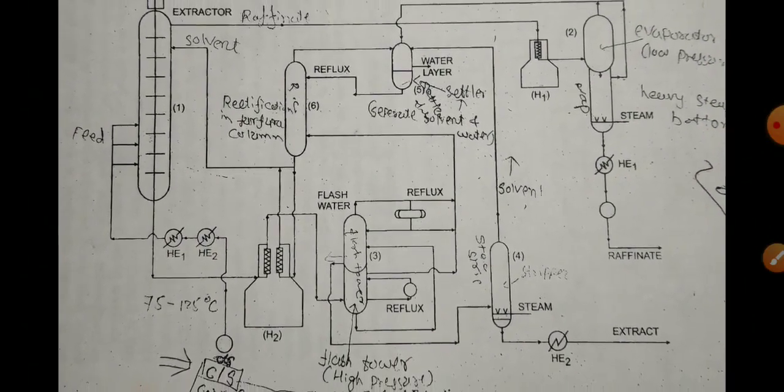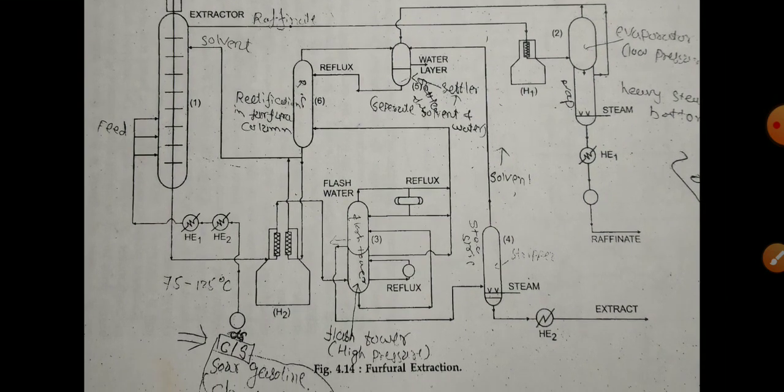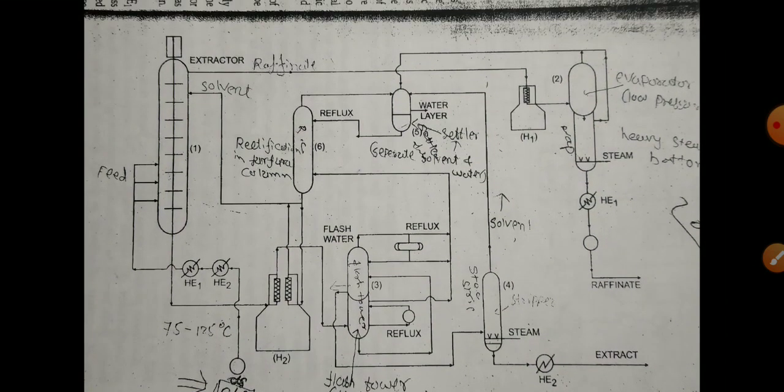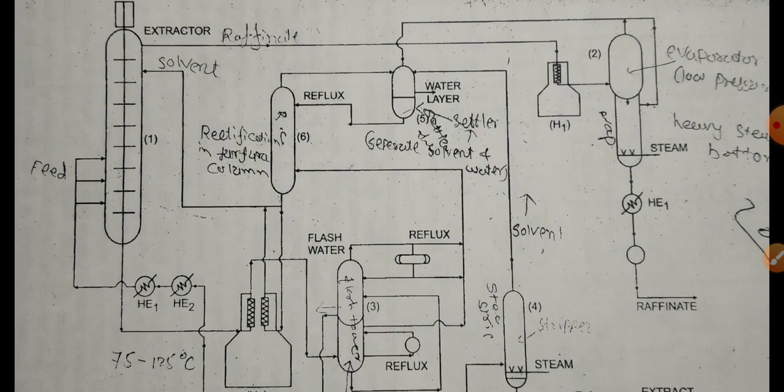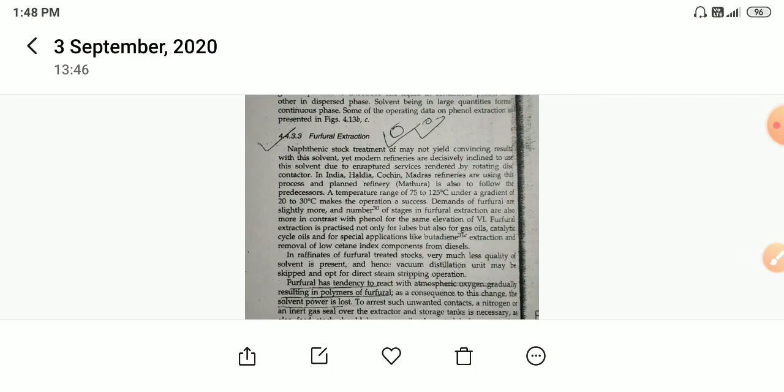This is a flow diagram. Overall, the furfural extraction basis: what is the first step, then the rectification part in the flow diagram, including heavy steam, the heat exchanger, and the raffinate phase and extract phase from the separator. So what is the first point?